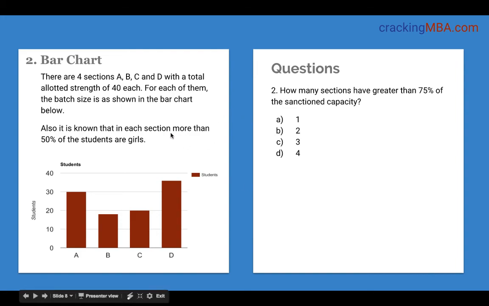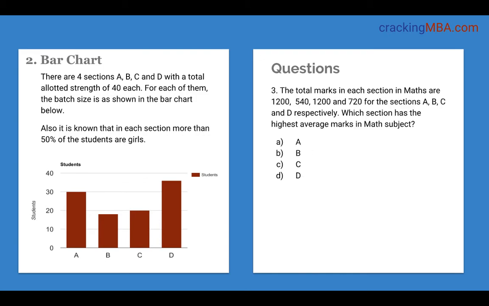Okay, so if we see how many of them have greater than 30 students, clearly we can observe that it is section D. So just by visually looking at it, you can come to the answer. So the answer is option A, which means there's just one section.